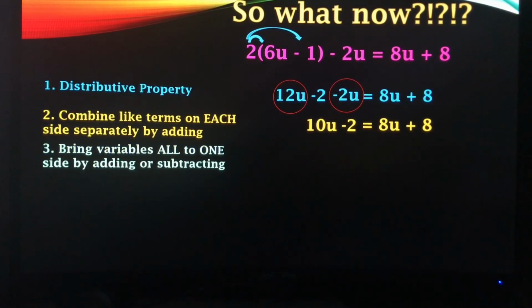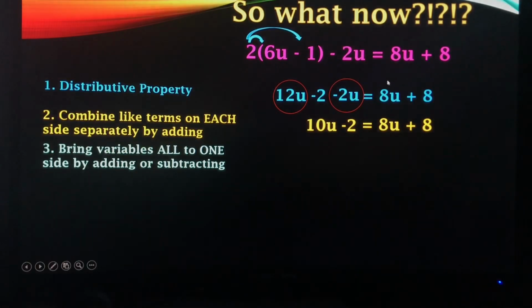My step 3 is to bring variables all to one side. In order to bring the variable term over, you'll always be doing this by addition or subtraction. Always. I prefer to bring my variables to my left side. And I'm going to caution you here, always do step 3 before you attempt step 4. And there's a reason why. You always want to group variables together first, because it might save you other steps in the long run. So let's look what this looks like. I have an 8u here and a 10u here.